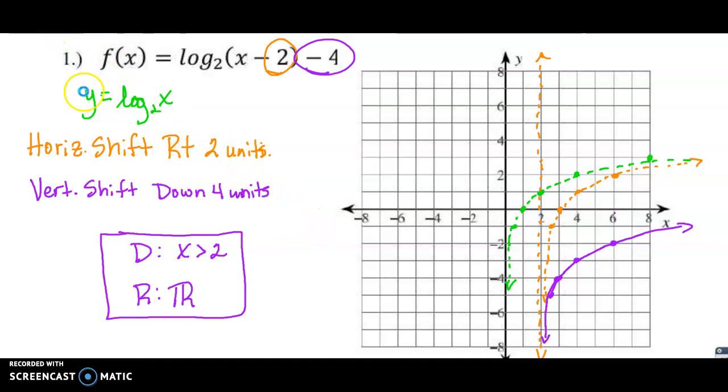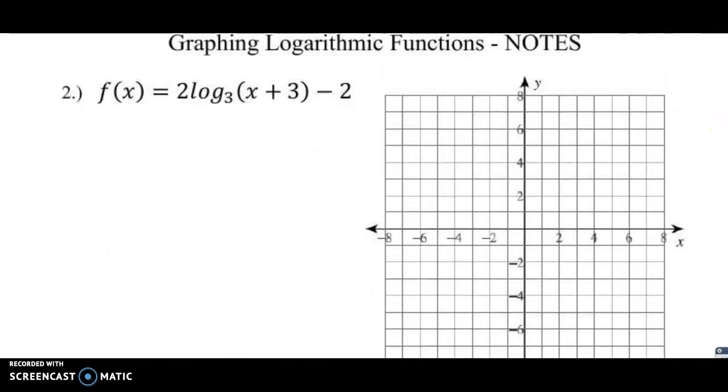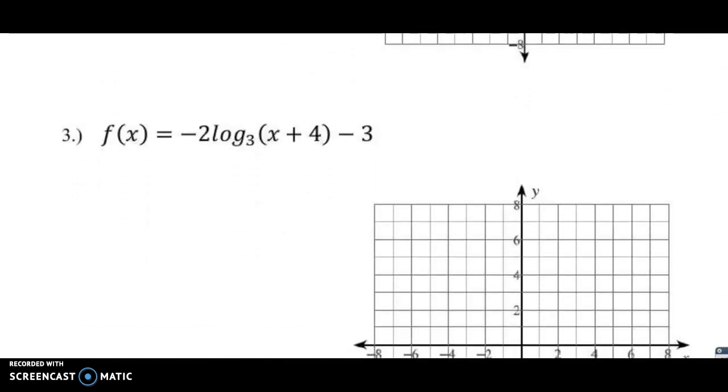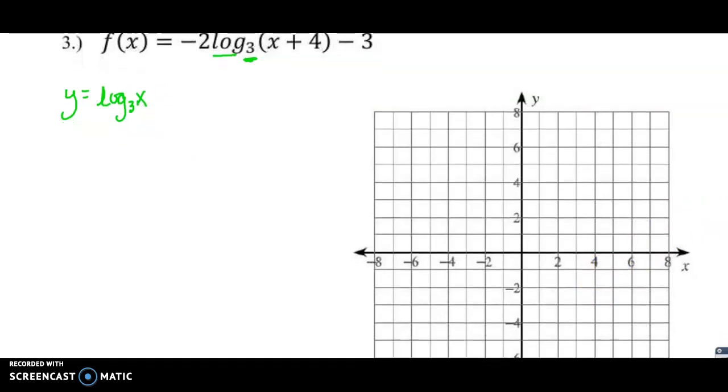All right. Now let's look at our other 2 examples. These are kind of about the same. Let's do this one together, since we've got all this stuff going on with a minus and everything else in there as well. Okay, basic function, log base 3. So my function will be y equals log base 3 of x. That's what I'm going to start with as my parent function.